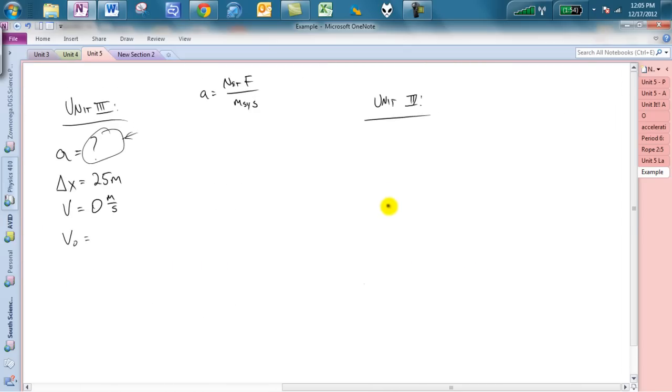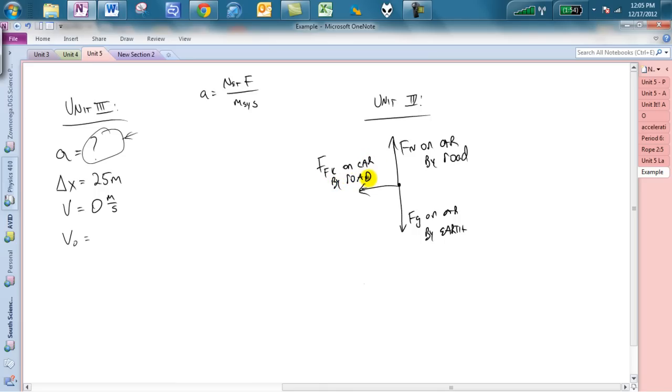Let us start there. Force diagram for this car while it is stopping: we have Fg on the car by Earth, and we have Fn on the car by the road, and we have the frictional force going in the opposite direction of the motion, Ffk on the car by the road. So that is one piece of my Unit 4 knowledge. The other piece I notice right away is that my net force is equal to Ffk.